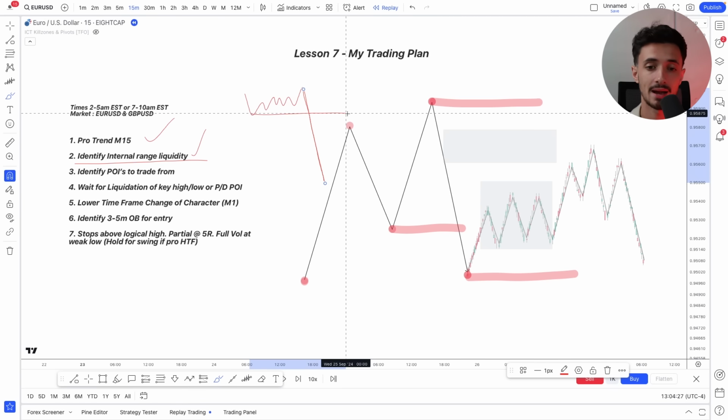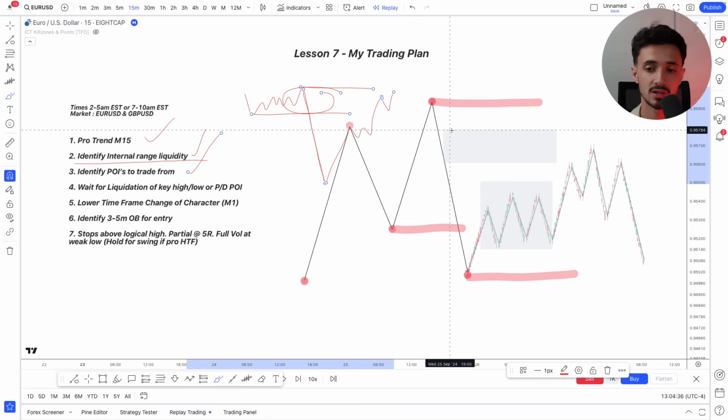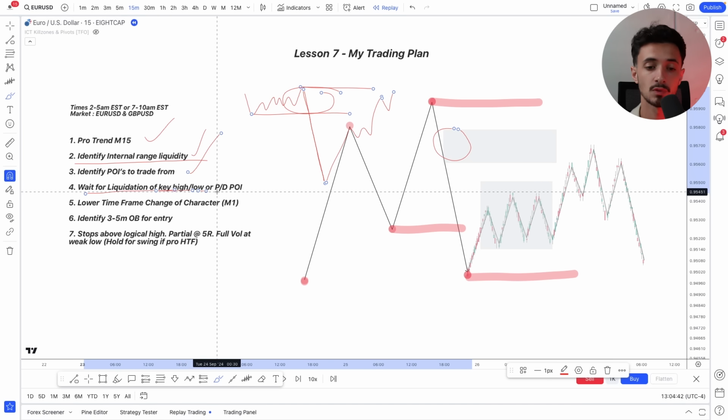And then you can map it out like that, and that will be your point of interest. So that would be identifying your point of interest. From a theoretical standpoint, we're going to say that that's this. We're going to wait for liquidation of a key high, low, or a premium or discount point of interest.